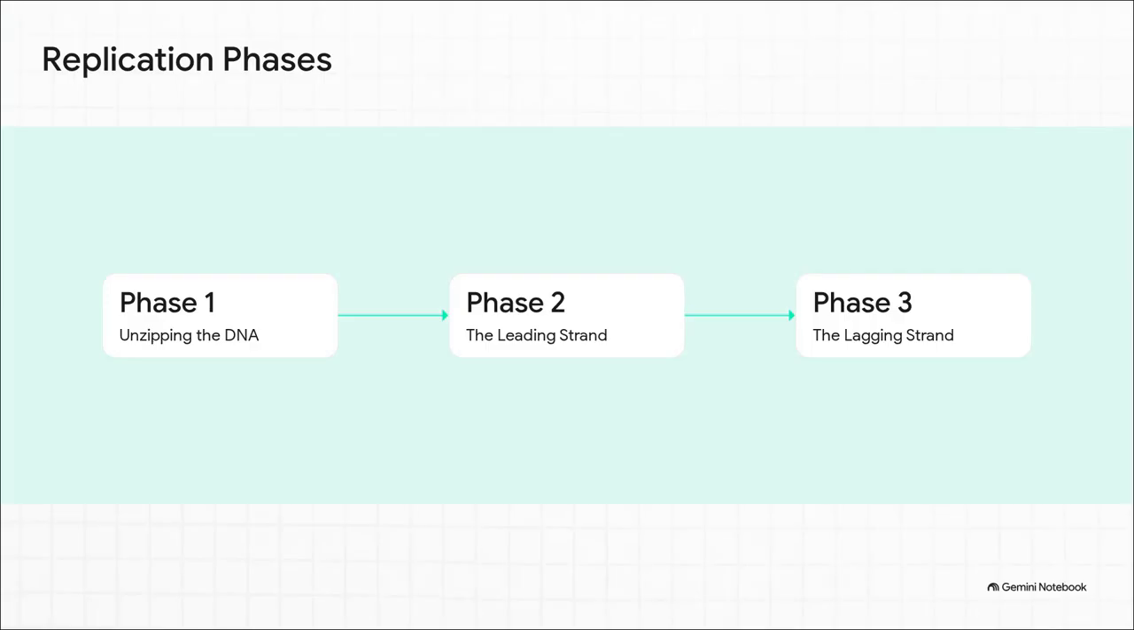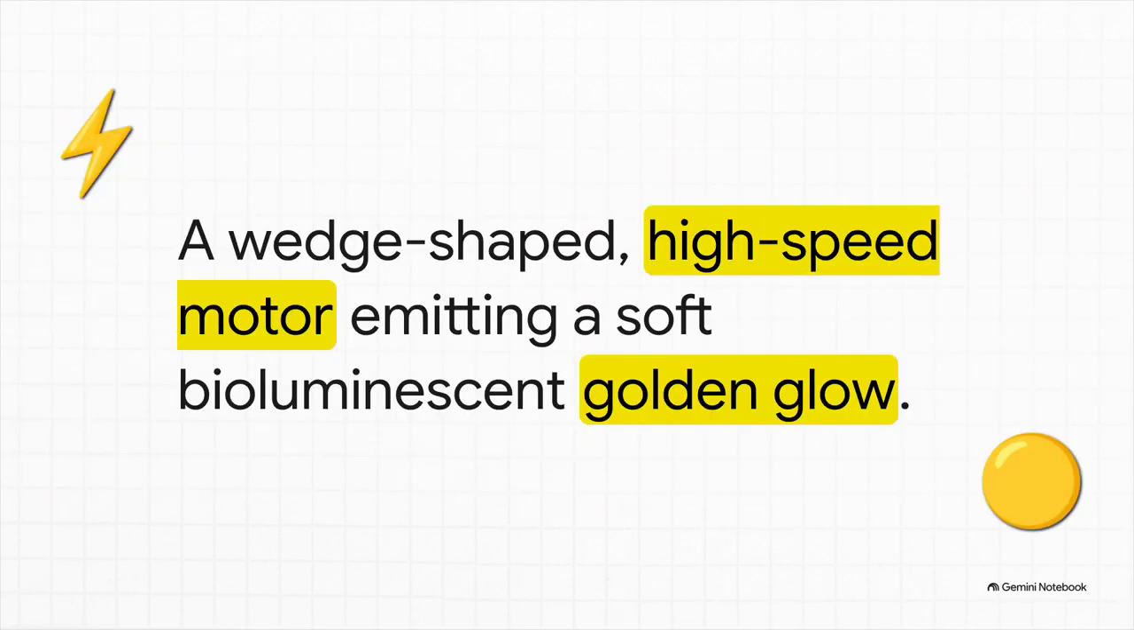Okay. Before the heavy machinery goes into overdrive, let's look at the logical flow of our plot. We've got 3 core phases here. Phase 1 is the initial unzipping. Phase 2 is building the leading strand. And Phase 3 tackles the much trickier lagging strand. Let's hit Phase 1. Enter helicase.